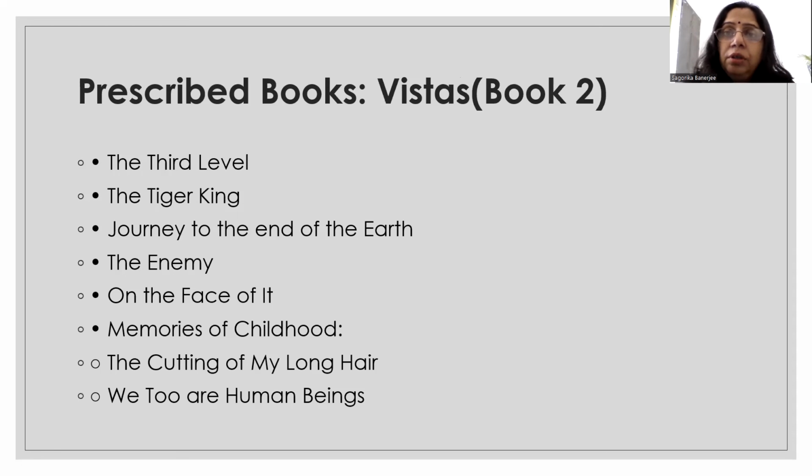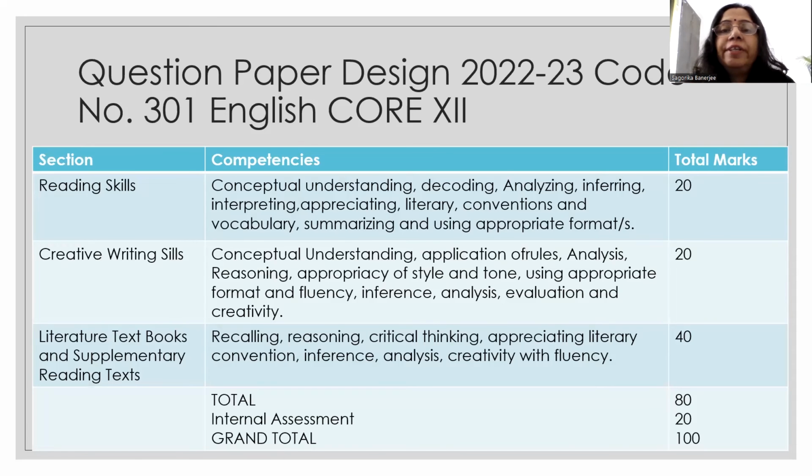Then comes the second book, Vistas. In this, these chapters are included: The Third Level, The Tiger King, Journey to the End of the Earth, The Enemy, On the Face of It, Memories of Childhood, The Cutting of My Long Hair, and We Too Are Human Beings. So all these chapters are included. The Cutting of My Long Hair and We Too Are Human Beings are the parts of the chapter Memories of Childhood.